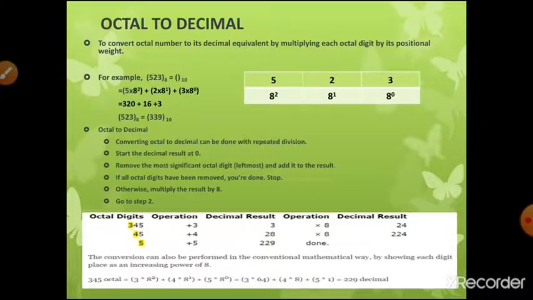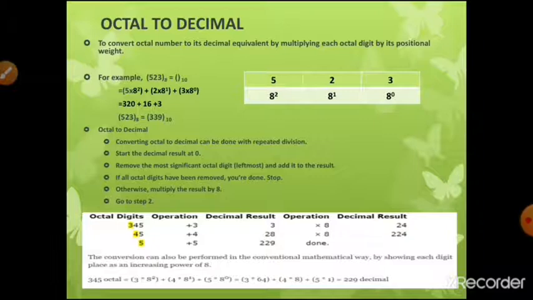The next method is the repetitive division method. In this method, initially we consider the decimal result as 0. The leftmost digit, the most significant digit of the octal number, we remove and add to the decimal result, which gives the decimal result as 3. That 3 is multiplied by 8. Why are we taking 8? Because 8 is the base of the octal number. Multiplying the decimal result by 8 gives 24.